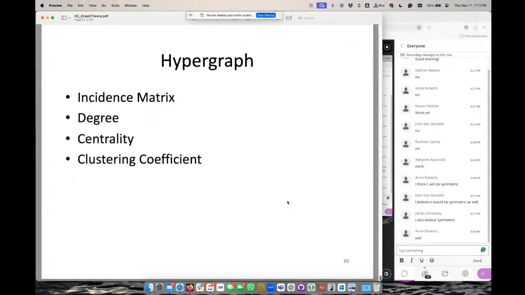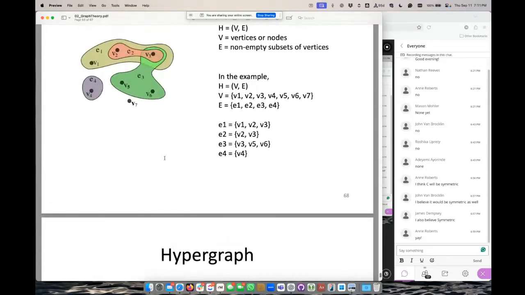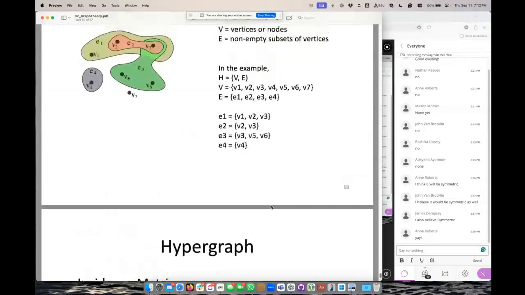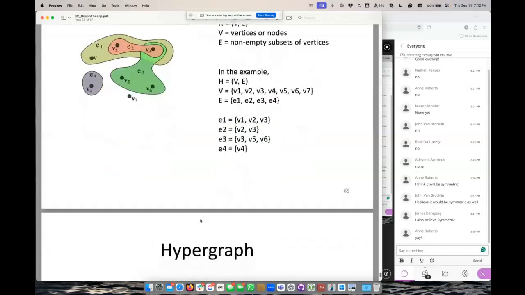Degree, and then centrality can be calculated based on a ratio of how many possible relationships can exist and how many relationships are actually there. So that will give you centrality, and the clustering coefficient will then tell you how many triadic closures there could be, that is, how many open triads there are divided by the closed triads.